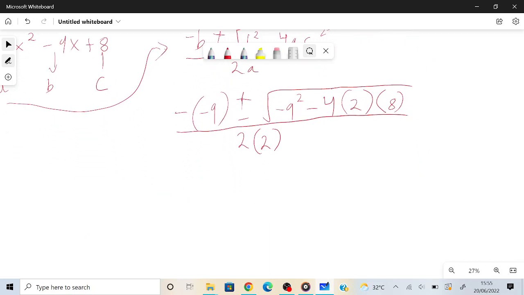Now minus and minus becomes plus, so be careful about the minus sign. This becomes 9 plus minus the root of 9 squared, which is 81. Remember, any minus sign that's squared turns into positive, so this becomes 81 minus 4 times 2, that's minus 8, and minus 8 times 8 is minus 64, over 2 times 2, which is 4.